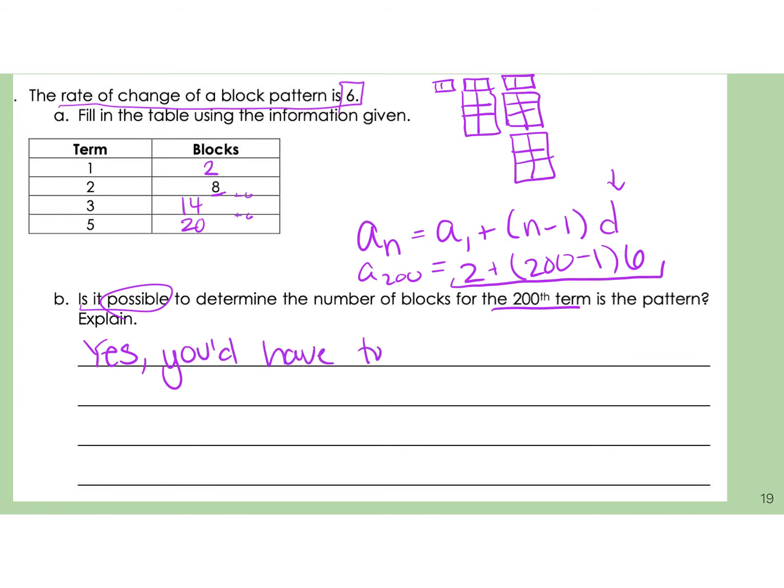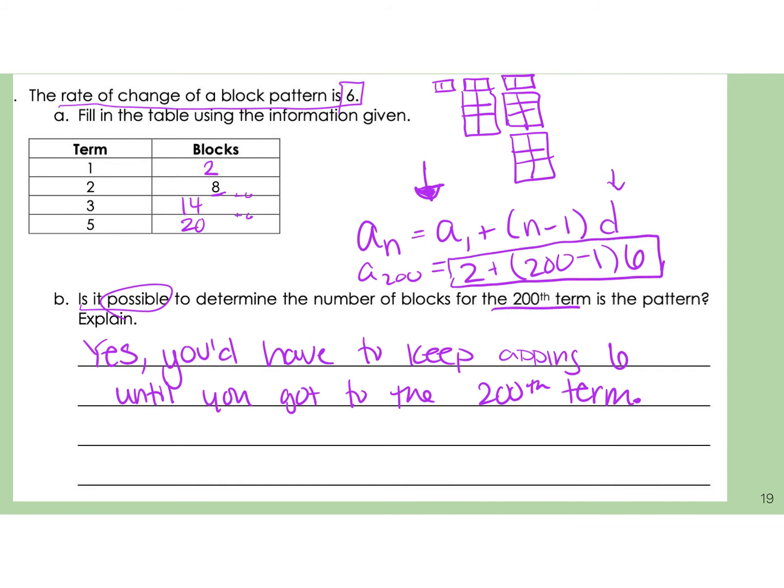You'd have to keep adding 6 until you got to the 200th term. Because we're not going to learn these kinds of formulas until a few years from now. So it's weird that they put this problem in here, but still fun to figure out if you want to know. That's how you figure it out.